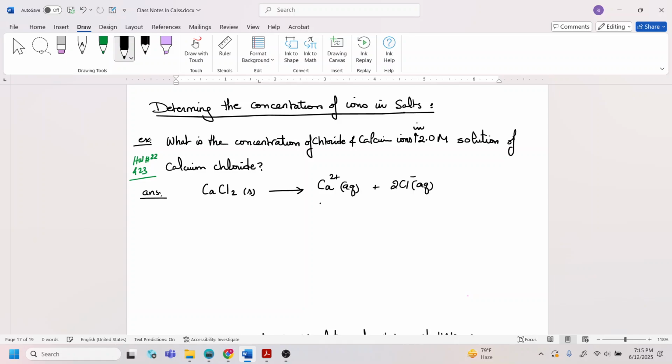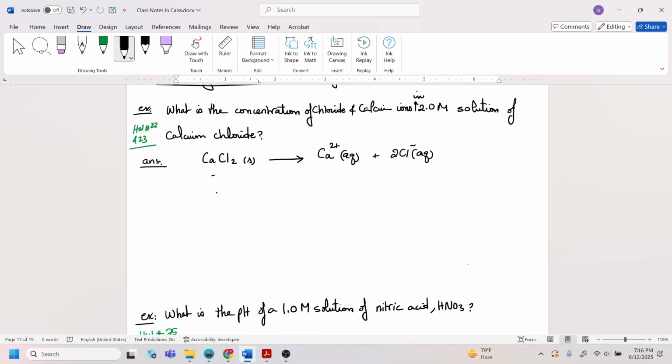Now the question is that they need the concentration of the chloride and the calcium ion in a 2 molar solution of calcium chloride. So I'm starting with this guy over here. I'm starting with a solution of this to be 2 molar. When it dissociates, it's going to turn into ions. You have to pay attention to the coefficients of the ion. So the Ca2+ still has the same concentration, which is 2 molar.